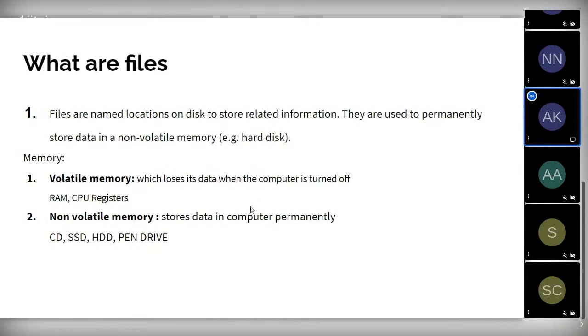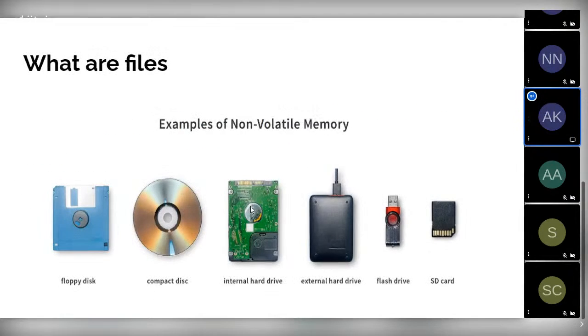Now, the examples of non-volatile memory are very easy. Compact disk, and I will show images of this, SSD, HDD. These are the non-volatile memory. Floppy disks, and second is compact disk. I think all of you have already seen a compact disk.